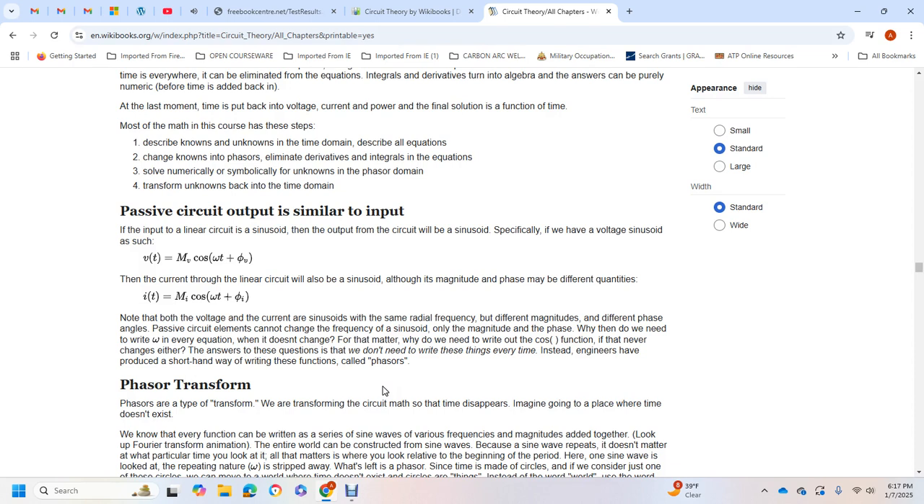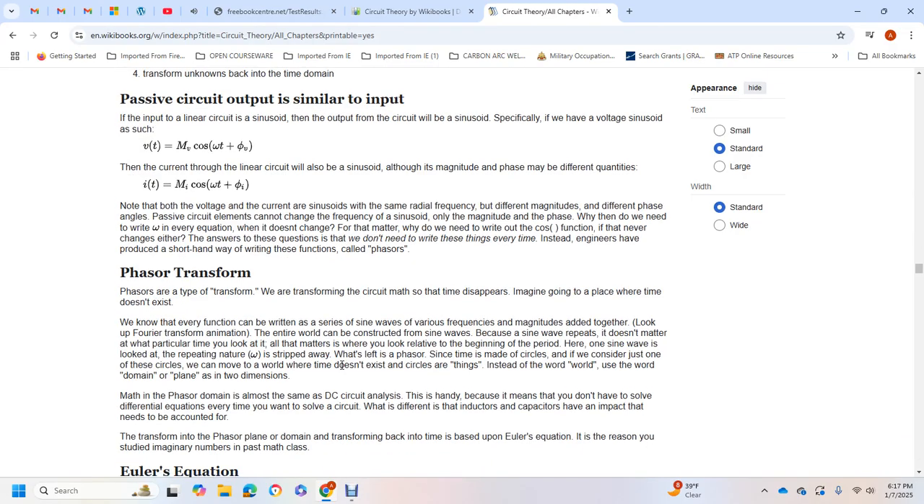We do not need to write the wave in every equation, since the frequency does not change, so we do not write out the cosine function each time. If it never changes, we do not write these things every time. Instead, engineers have produced a shorthand way of writing these functions called phasors.